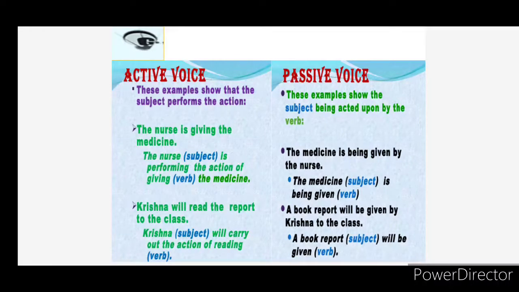The nurse is giving the medicine. Krishna will read the report to the class. So the subject is performing some action. In the first example, the nurse is the subject and giving is the verb. In the second sentence, Krishna is the subject and reading is the verb.